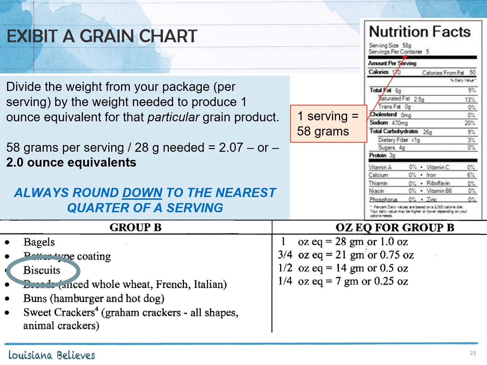In this example, we will take 58 grams per serving found on the food label, divide it by 28 grams needed to create an ounce equivalent from the Exhibit A chart. This is equal to 2.07 or 2.0 ounce equivalents. One serving of this product is equal to 2 ounce equivalents of grain, credible to the menu. Remember, we always round down to the nearest quarter of a serving.